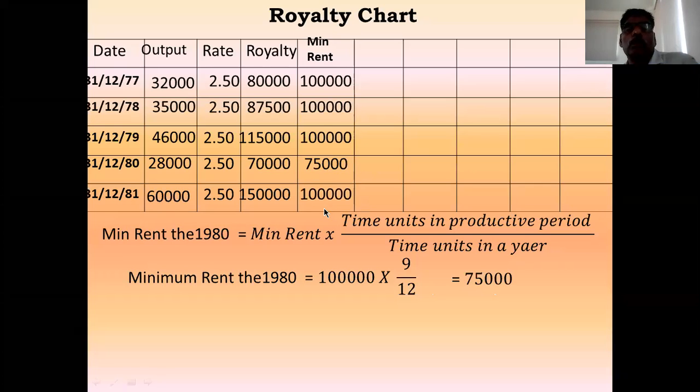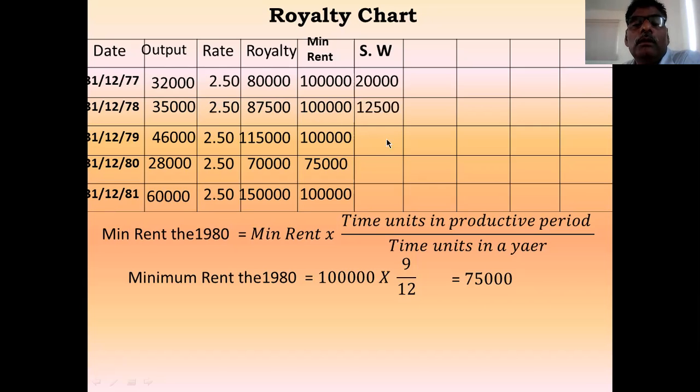And next year also 1 lakh rupees. 1 lakh rupees is the minimum rent every year, and in the year of strike, minimum rent is reduced proportionately. Clear? And next is short working. Short working is equal to minimum rent minus royalty. Here it is not possible. Here also no. Here you see, minimum rent is 75,000, royalty is 70,000. Difference is 5,000. It is not possible.